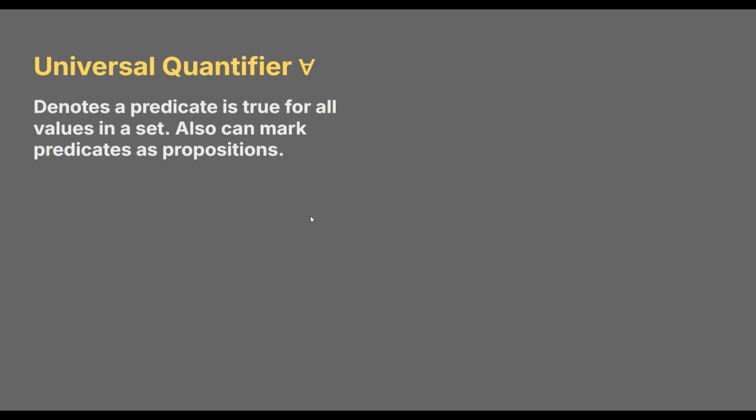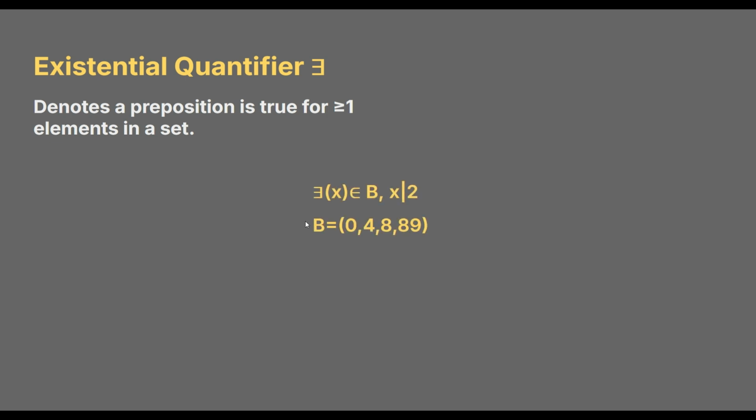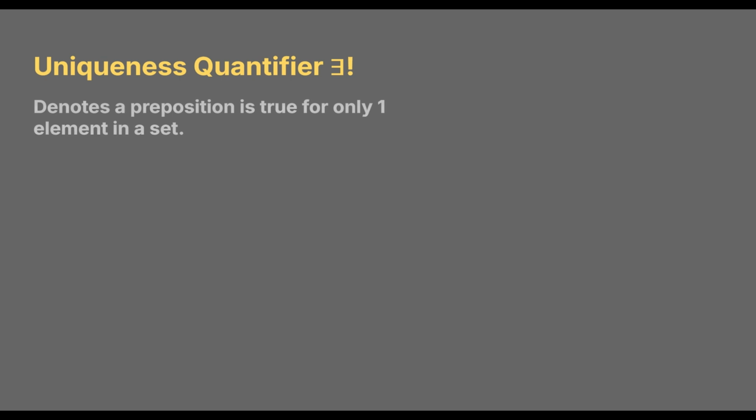The universal quantifier denotes that a predicate is true for all values in the set. It can also mark predicates as propositions. The existential quantifier denotes that a proposition is true for greater than or equal to one element in the set. The uniqueness quantifier denotes a proposition is true for only one element in the set. There does not exist is a shortcut for a negated existential quantifier. It denotes that a proposition does not apply to any element in a given set.